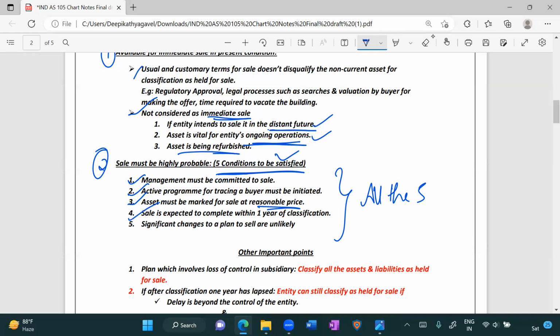And the sale should be expected to be completed within a time span of 1 year of classifying it under Ind AS 105. Next is, any significant changes to the plan to sell are very unlikely. Unlikely means the probability of it not happening is very, very high. You are not going to have any plans of changing it. Now you have classified it as held for sale, so changing that intention should be highly unlikely.